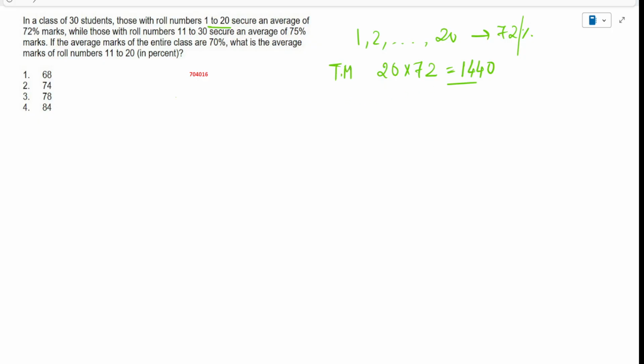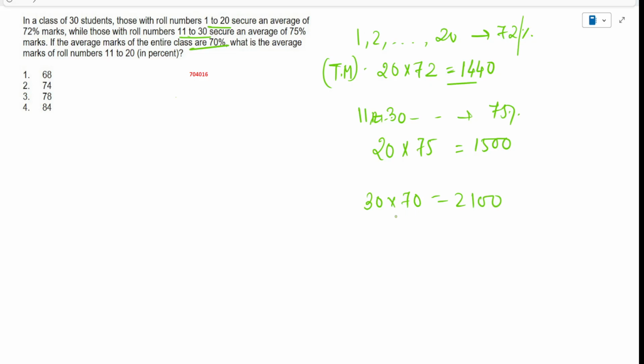Fine. Total marks. Now for the roll number 11 to 30, 11, 12, dot, dot, dot, 30. Now percentage are 75%. How many people are there? 20 people again into 75. Total marks is 1500. But the case is the average number of all 30 students is 70, which is equal to 2100.